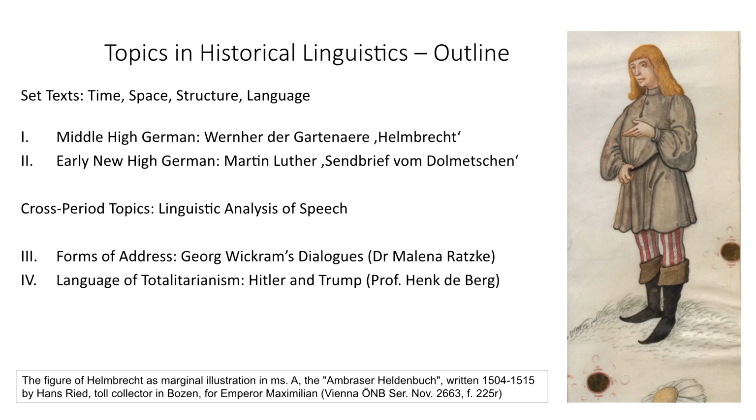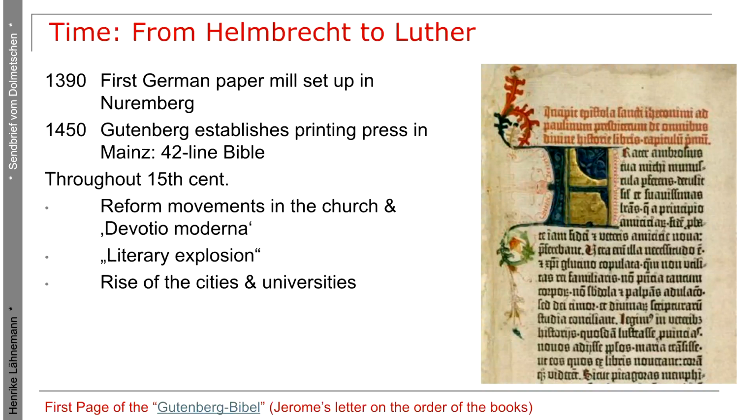So now to come to time, space, structure, and language for the Sendbrief. Helmbrecht, you will recall, is written at some point in the 13th century. We had seen the dates. But the first manuscripts are much later, and that is partly because writing material is costly, expensive, and you recycle everything you can get hold of. If you look at the Handschriftenzensus, most of the manuscripts surviving from the 13th, 14th century are fragments or recycled palimpsests. And some people have argued that really the early modern period starts with the availability of paper.